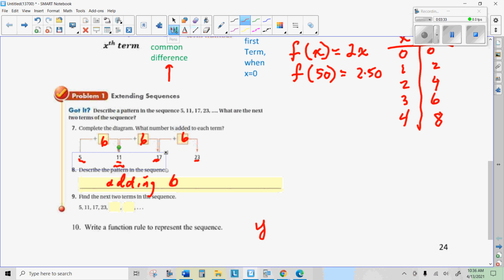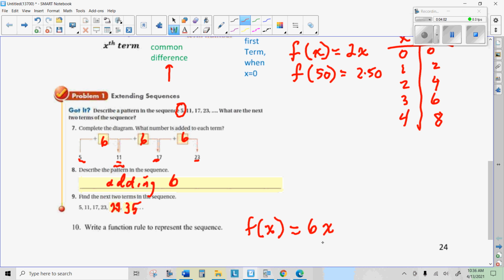Actually, we're going to use function notation now. So to get the next term, just add another 6. So this would be 29. And then add another 6. That would be 35. And then the function rule will look like this. Remember, x is what term you are. So the first term of this sequence is 5. But since you're adding 6, that's going to be your slope. So you're going to do 6 times x.